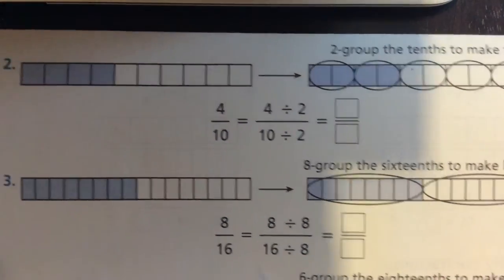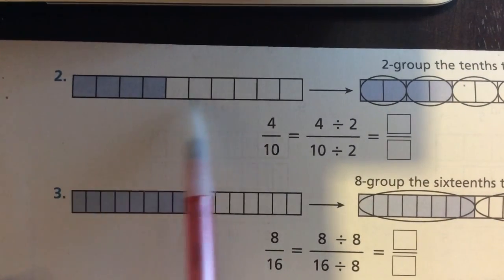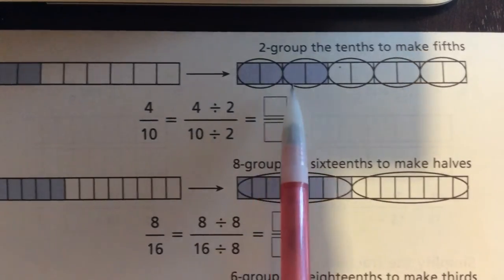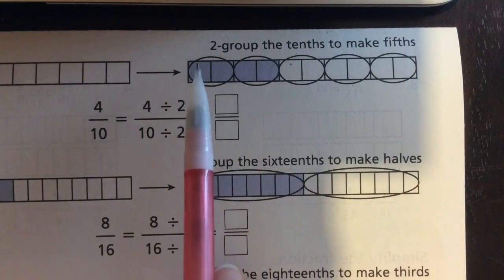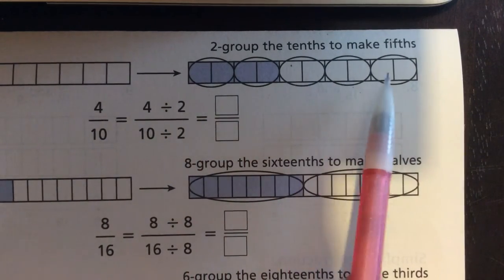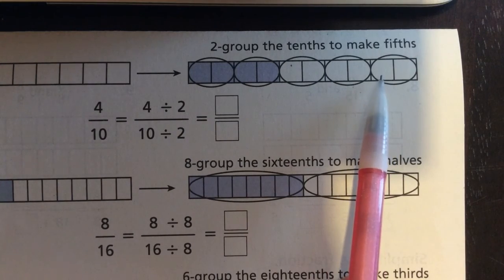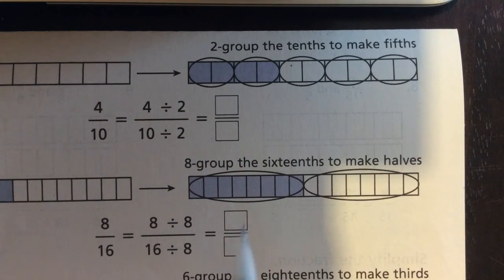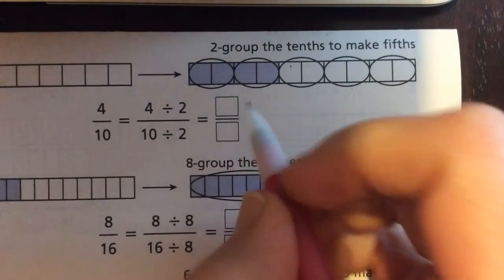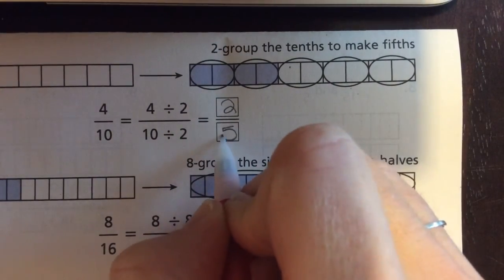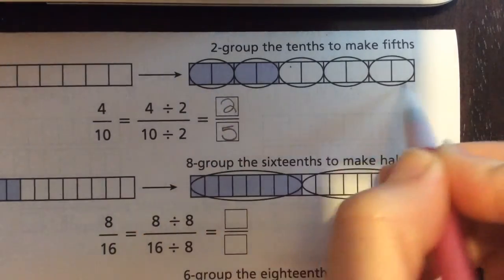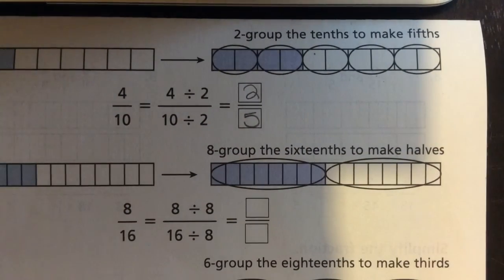If you look at the next one, here I have 4/10. Here they've decided to group them into 2s. So I'm looking at how many groups of 2 I have altogether, and how many I have colored in. 4 divided by 2 gives you 2, and 10 divided by 2 is 5. So I actually have 2 of the 5 groups filled in. Go ahead and do numbers 3, 4, 5. Let's see what you can come up with.